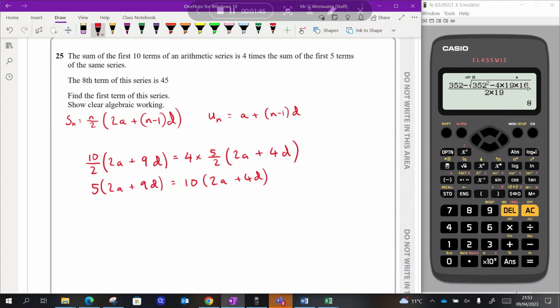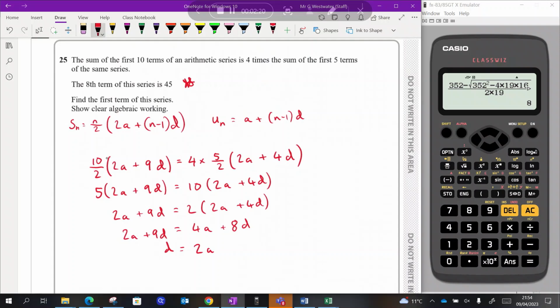And we can expand this out. In fact, actually, no, I'm going to divide both sides through by 5 here. So 2a plus 9d equals 2, brackets 2a plus 4d. And expand this out, we have 4a plus 8d, 2a plus 9d, and so 2a equals d. That's all I can do for now, but now I can use this clue as well.